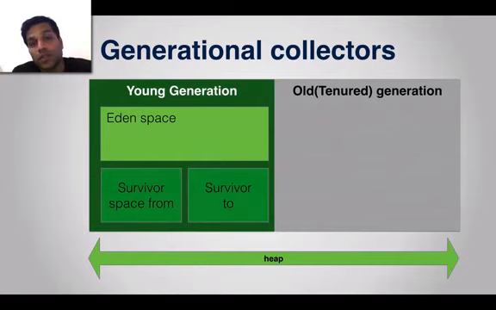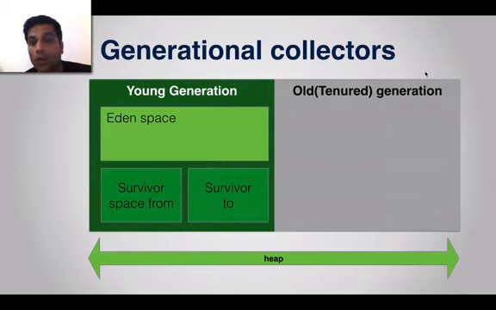It depends on the generation of your objects, meaning if the object is young or old, or how many cycles of garbage collection the object has survived. As you can see in this diagram, the heap is divided into two spaces. One is the young generation space and the other is the old or tenured generation space.